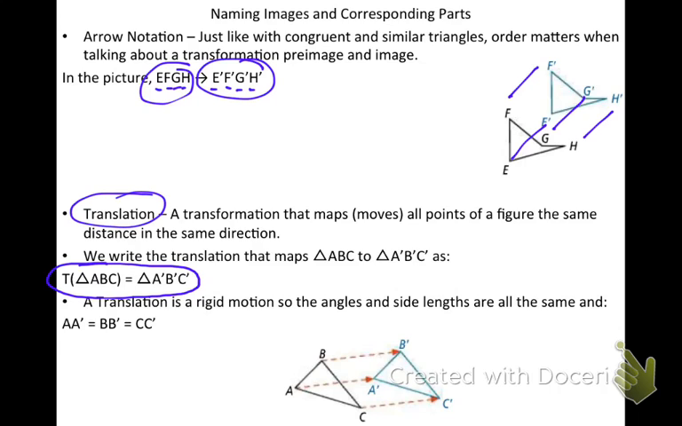So I have my capital T for my translation. My pre-image is going to be this triangle ABC. My image then, once I do my translation, will be my triangle A'B'C'. My translation is rigid motion, so that means that all these side lengths will be the same. So all these are the same. All my angles are going to stay the same between the translation.